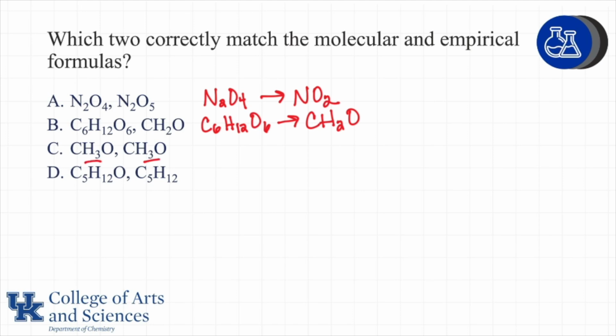When I look at C, I see that their formulas are exactly the same and that the molecular formula already has the smallest whole number ratio between the elements. Therefore, the molecular and empirical formulas are exactly the same. When I look at answer D, C5H12O and C5H12, while both of these are empirical formulas because they're the smallest whole number ratios, they are not the correct match of molecular and empirical formulas because one of them has oxygen and one of them does not. Therefore, A and B are the correct answers.